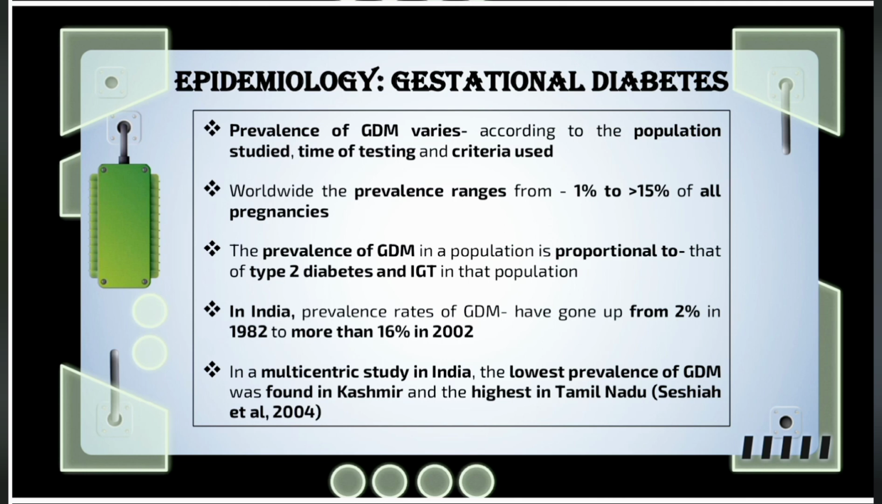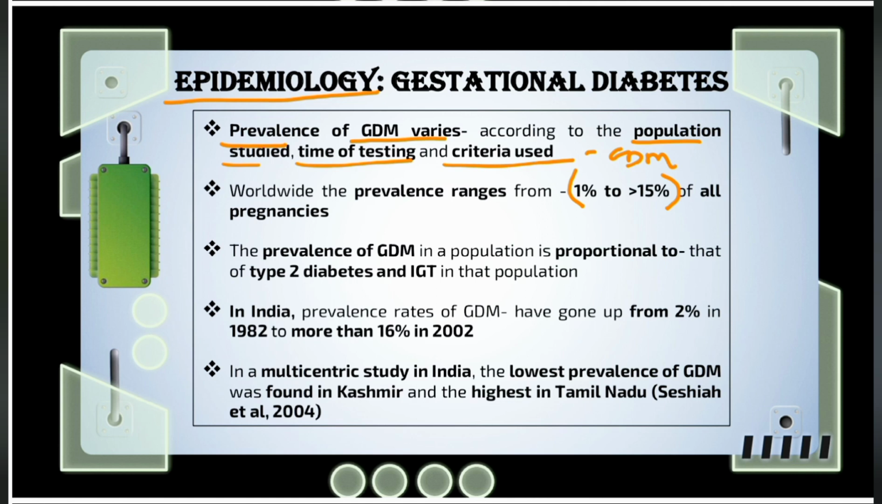Now discussing the epidemiology of gestational diabetes. The prevalence of gestational diabetes mellitus varies according to the population studied, the time of testing of GDM and the criteria used for diagnosis. However, the prevalence worldwide is found from 1% to more than 15% in all pregnancies.